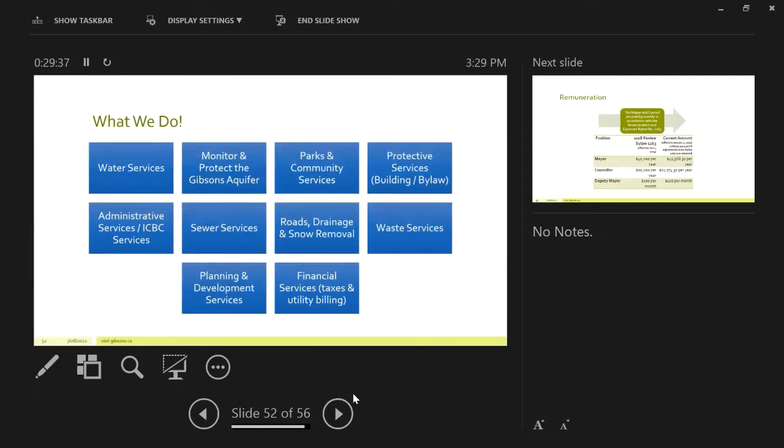So what do we do? We do water, we monitor and protect the Gibson's aquifer. We do parks and community services, protective services such as building bylaw. We have administrative services and ICBC services. Some of the administrative services include taxing. I actually put that down here in financial: sewer services, roads, drainage, snow removal, waste services, planning and development services, and financial services such as taxes and utility billing.